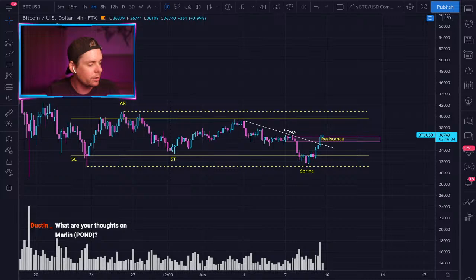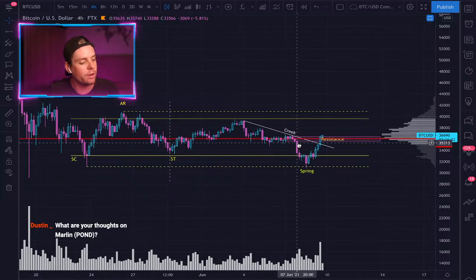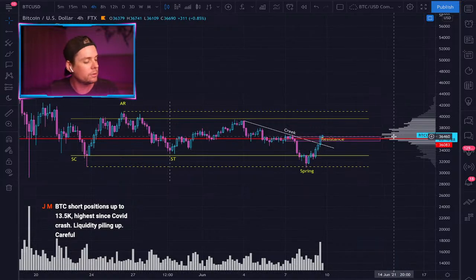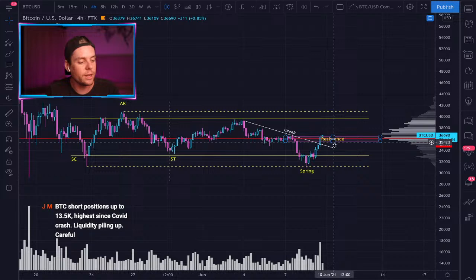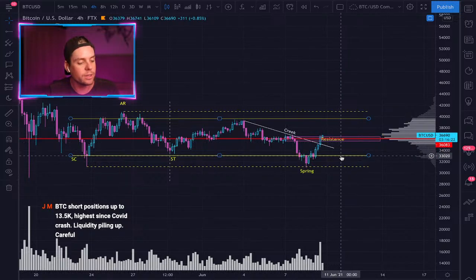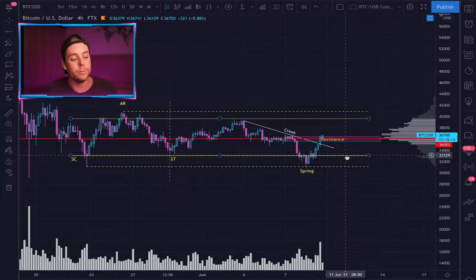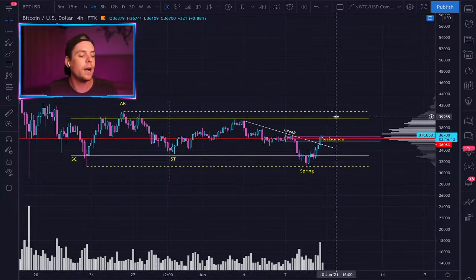Let's throw on the VPVR. Yeah, so we're above the point of control here. If we can stay above the point of control on the VPVR, then I think we're good, but it's not out of the realm of possibility. 30K, no, we're not going to come down and test 30K. That would not be a successful test of support for this trading range. The successful test of support would be 33 for us to remain in a bullish trend.